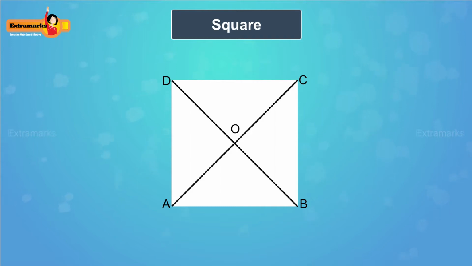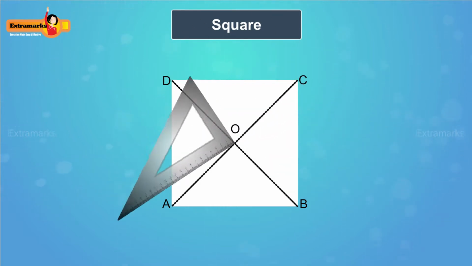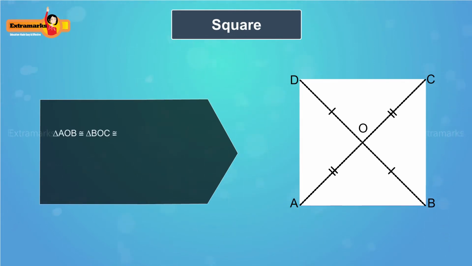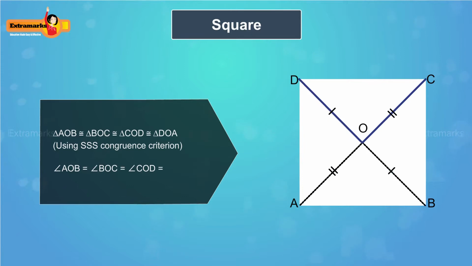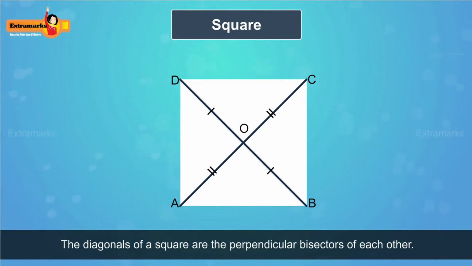Name it as O. If you measure the angles made by the folds on point O using a protractor or a set square, you will see that each angle is a right angle. You can verify this fact even by the congruence of triangles as we did for rhombus. The triangles AOB, BOC, COD and DOA are congruent. Therefore, each of the angles AOB, BOC, COD and DOA is equal to 90 degrees. Thus, the diagonals of a square are the perpendicular bisectors of each other.